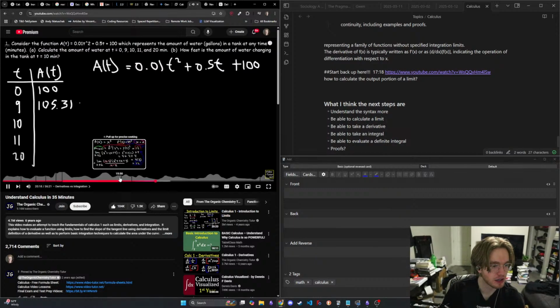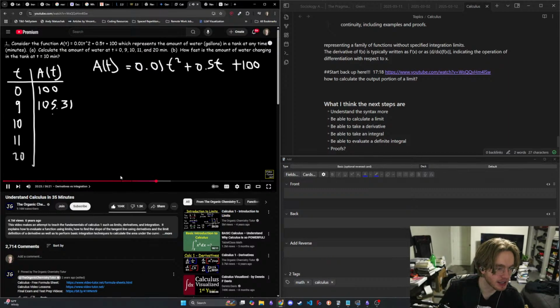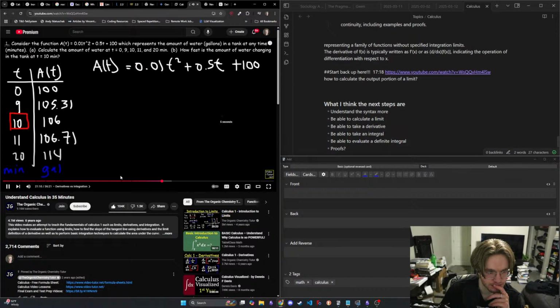Now let's plug in 10. I think I'm going to skip ahead here. So it's going to be 106. Let's focus on the part when t is equal to 10. Let's begin by finding the first derivative, A prime of t.